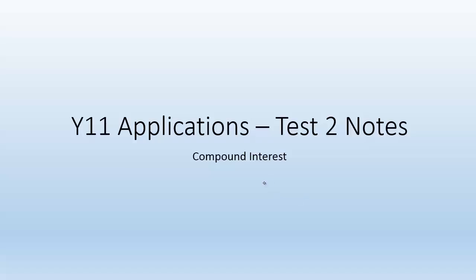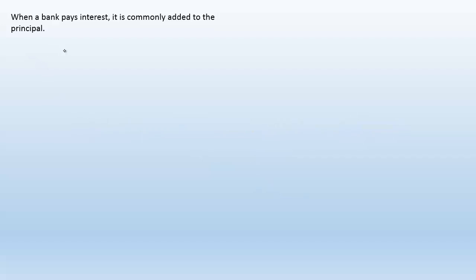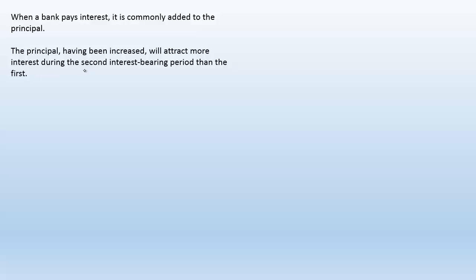Compound interest. When a bank pays interest, it is commonly added to the principal. The principal, having been increased, will attract more interest during the second interest-bearing period than the first. Let's just look at what this means.